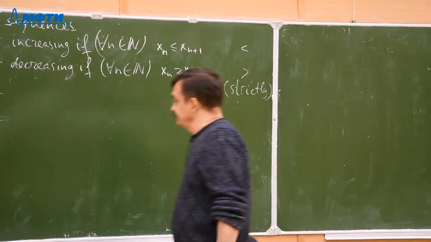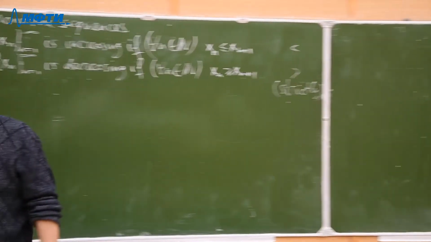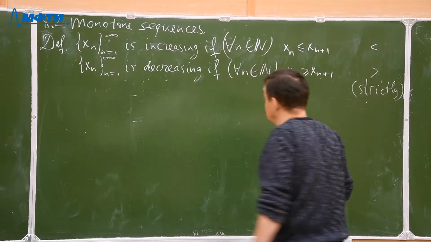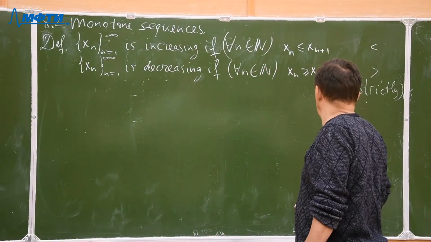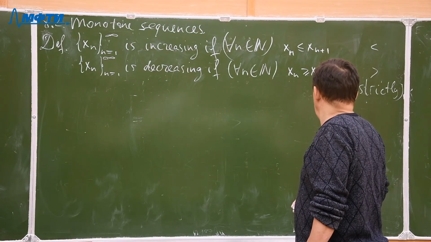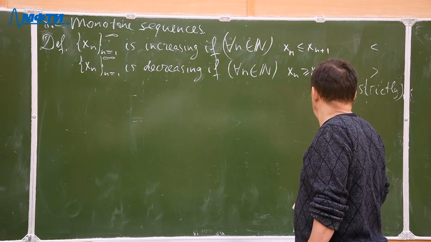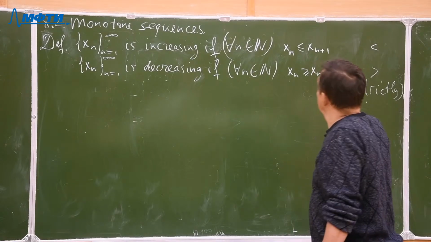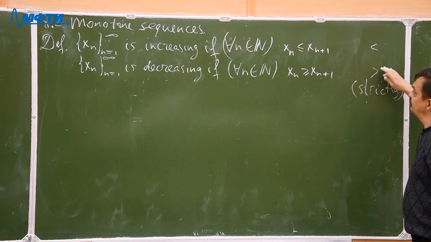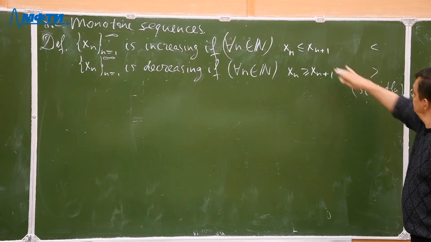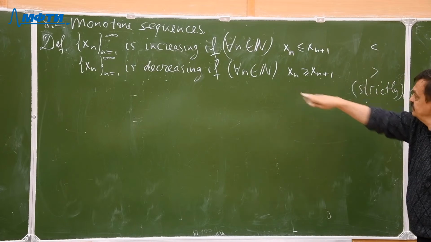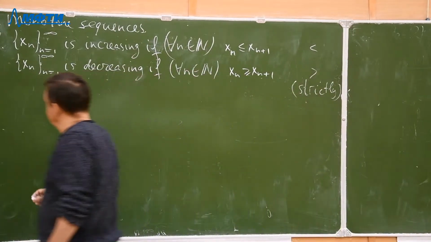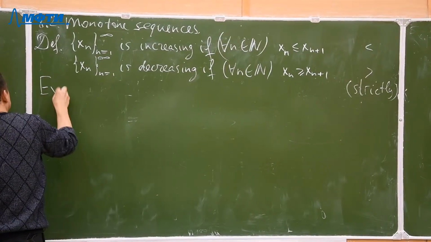Okay, let's continue. So, what do we have? We have defined increasing, strictly increasing, decreasing, strictly decreasing sequences. Now let me give an example. Example 1.